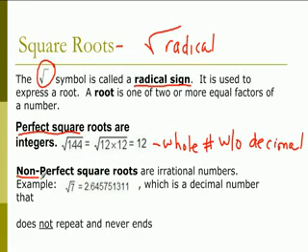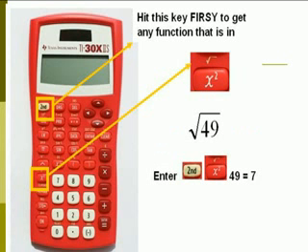Now we have non-perfect squares. Non-perfect squares are irrational because they have decimals that never end, and they do not repeat. So a perfect square has no decimal, and a non-perfect square is a decimal number.